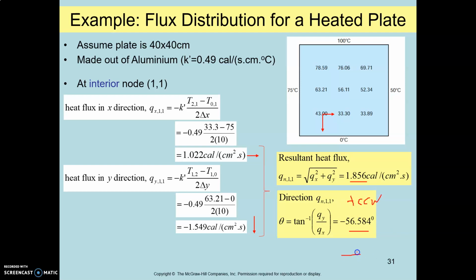We refer to the 0 degree reference here. So counterclockwise is in this direction. So this is a positive angle. So if you have a negative angle, it will move in clockwise direction. So this is your negative angle. So with that, we can compute the magnitude of the heat flux and also the angle here. It should be equal to 56 degrees.